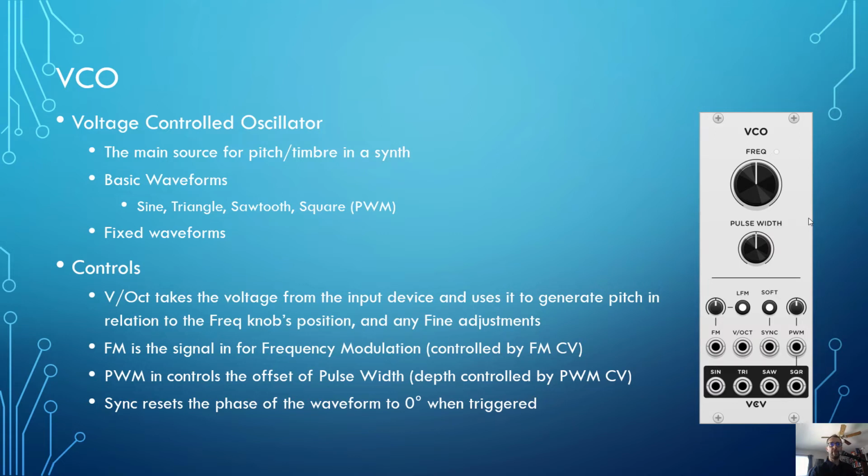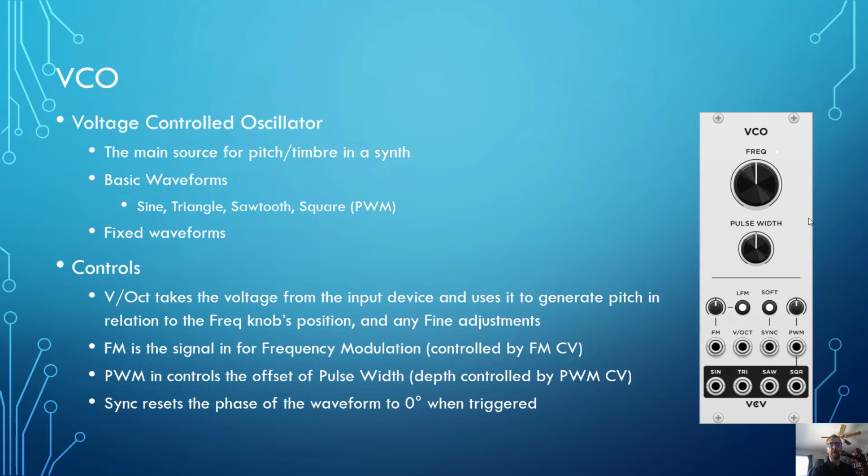Volts per octave takes the voltage from the input device and uses that to set the pitch in relation to the frequency knob position and any fine-tuning additional knobs that it might have. FM is the input for frequency modulation, which is controlled by that little attenuator knob above it. At its center point, there is no frequency modulation. As you increase it to the right, it adds frequency modulation, and as you take it to the left, it subtracts from the frequency.